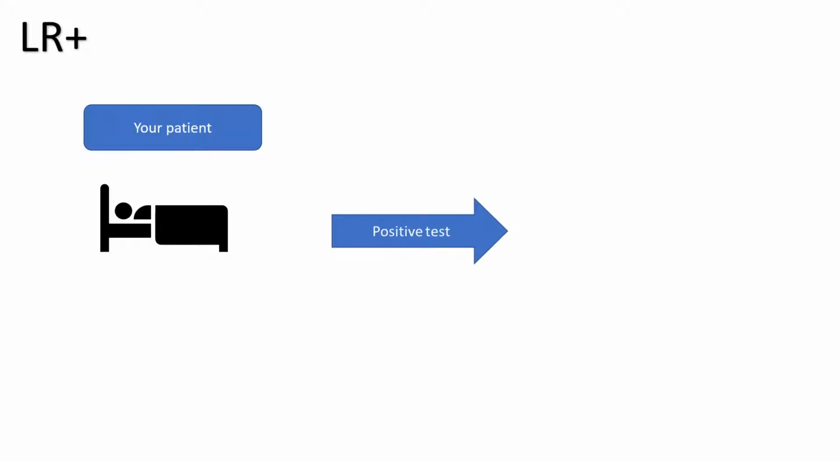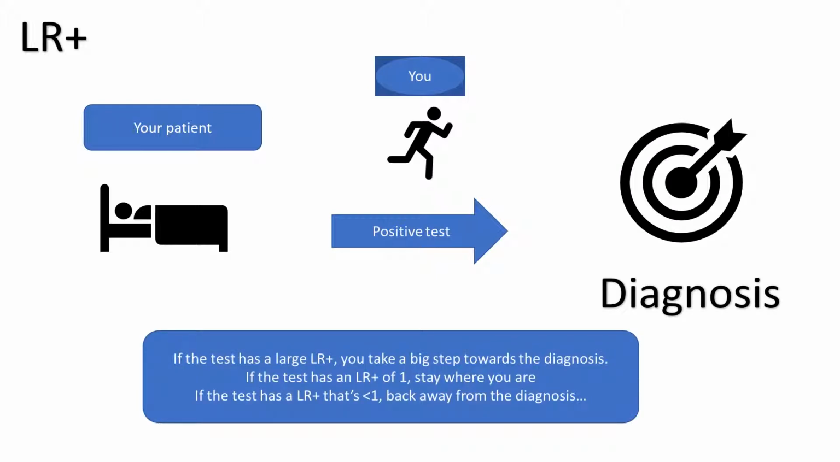So in a bit of a graphic here, if you have a patient you're seeing and you run a test, it comes back positive, and that's you, and you want to make a diagnosis. If a test has a very large likelihood ratio positive, you take a big step towards a diagnosis. If it has a likelihood ratio positive of 1, you stay where you are, because the true positive rate is equal to the false positive rate, and you're no further ahead. And if the test has a likelihood ratio positive that's less than 1, maybe just think about backing away from the diagnosis, because it may be more of a false positive.